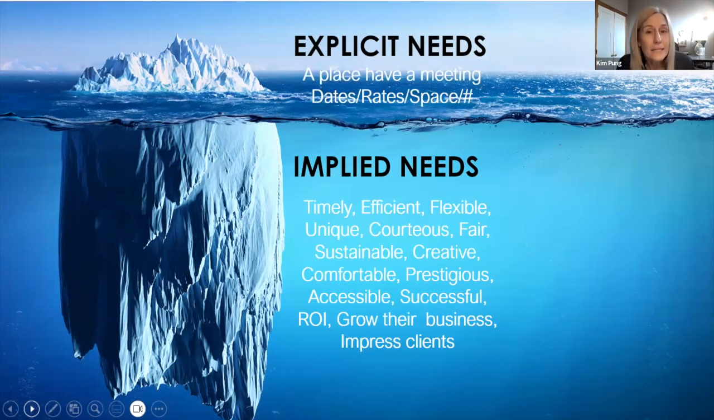So the explicit needs are just on the surface. They need a space for a meeting. Maybe they need guest rooms as well. They have certain dates they're looking for. They have this many people coming. But let's be honest, every single conference center, venue, and hotel in our comp set, and really in the world, can meet those meetings, those events, those qualifications. I can give you a space for a meeting.